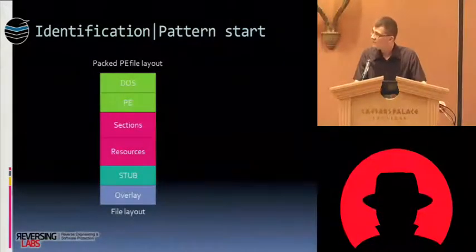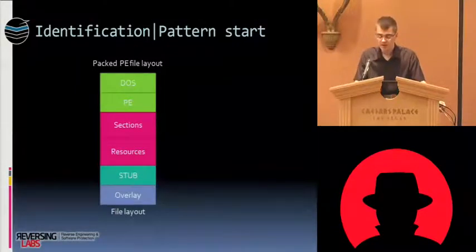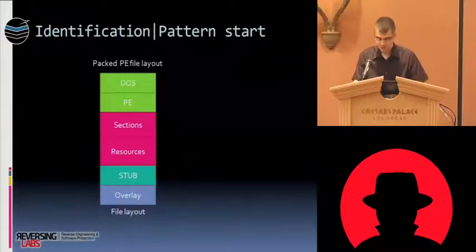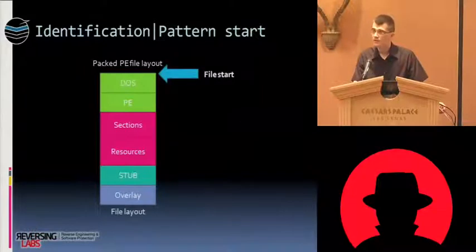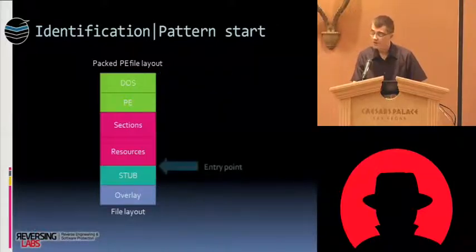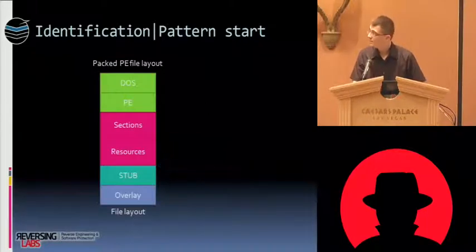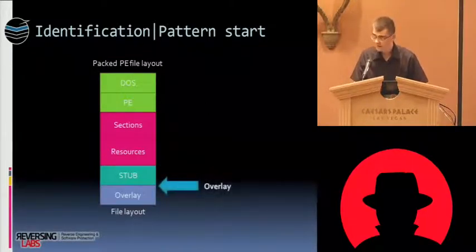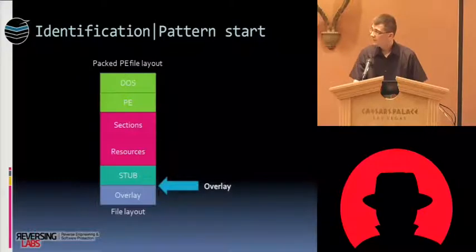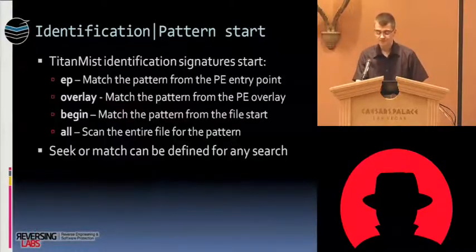So when we started coding this project, we asked ourselves, what are the reference points from which we have to start our pattern matching? We have a couple of these. We can start the pattern matching from the start of the file, and that can be useful in many situations. We're going to talk about that a bit later as well. And we have the standard identification, which starts from the entry point of the file, which is in the stub. And we also added something that could be useful in the future, and that's pattern matching from the overlay. Those are the basic pattern matching options you have for each of the signatures.